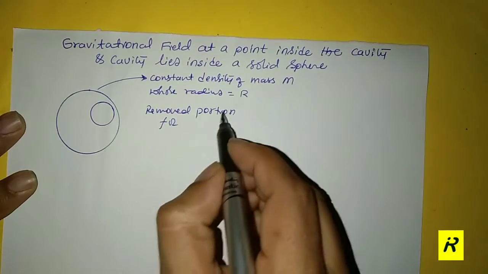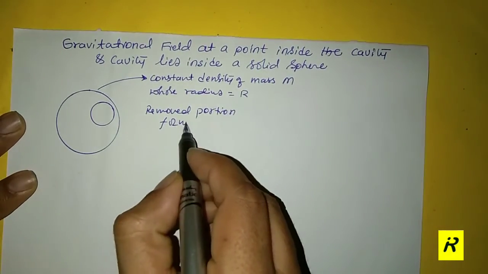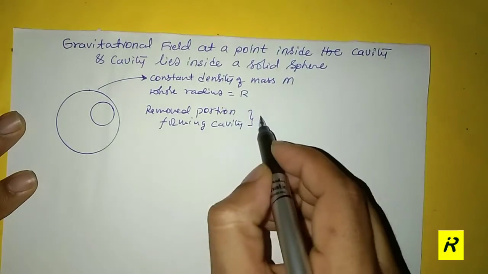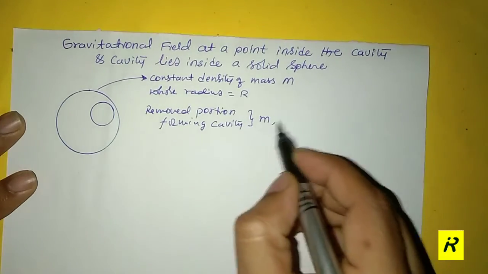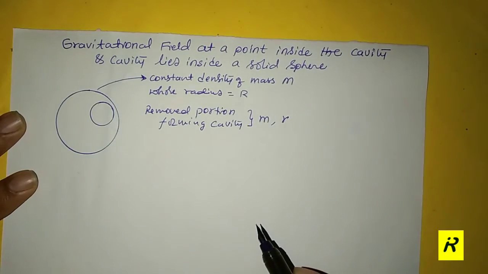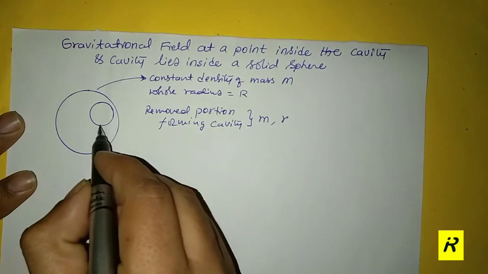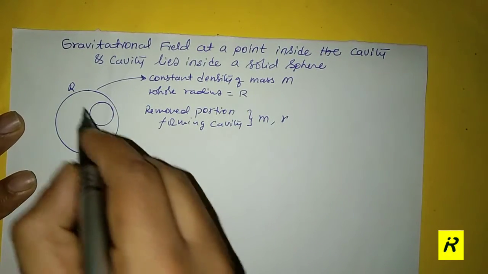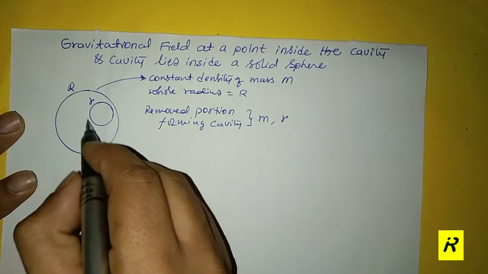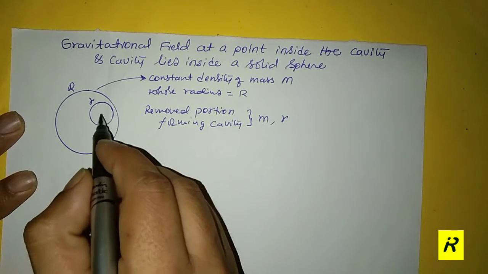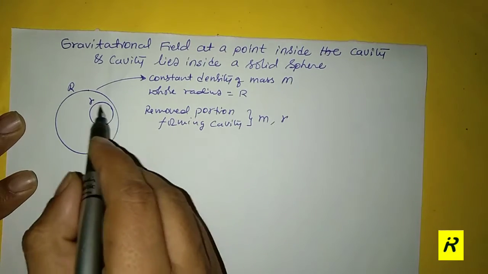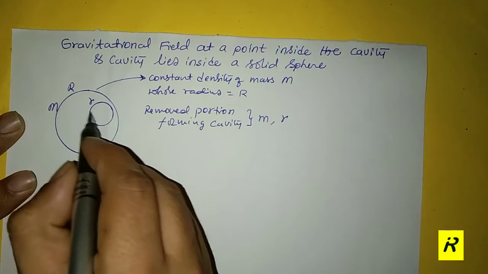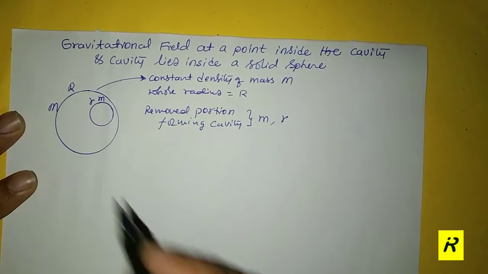forming a cavity. Okay, so the removed portion forming the cavity is of mass m and radius r, right? So whose radius is r. That means the capital R stands for the radius of this big sphere, and small letter r for the radius of this smaller sphere, which is removed later and which forms the cavity. And the mass of this big sphere is M, and this cavity is m, small letter.